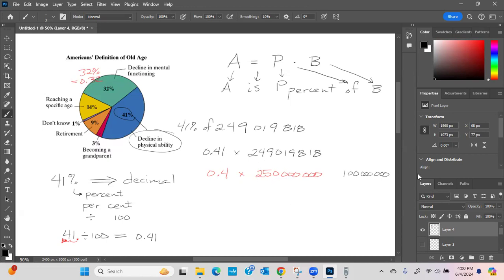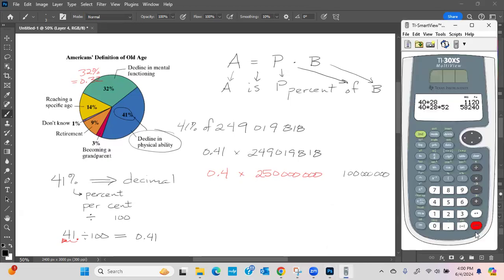Interesting, huh? Well, let's go ahead and plug this bigger one into our calculator. 0.41 times 249,019,818 and see what we get. 102,098,125.